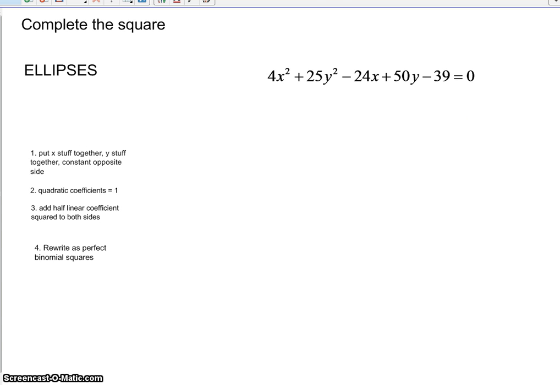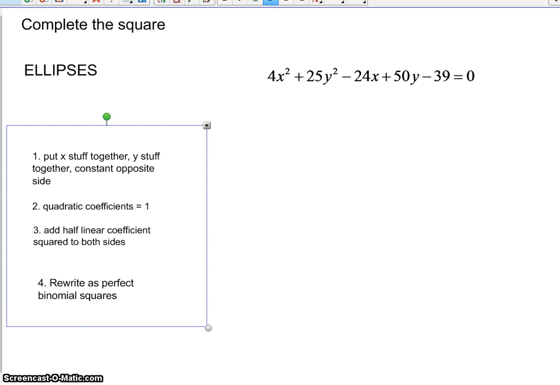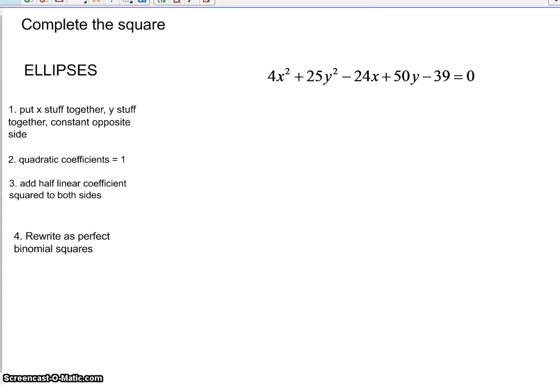All right, with ellipses, we're going to attack it in a very similar fashion. I'm still going to put my x's together, so the 4x squared, minus the 24x, the 25y squared, plus the 50y. So my y stuff's all together. My constant, the negative 39, I move over to the right side to make it a positive 39.